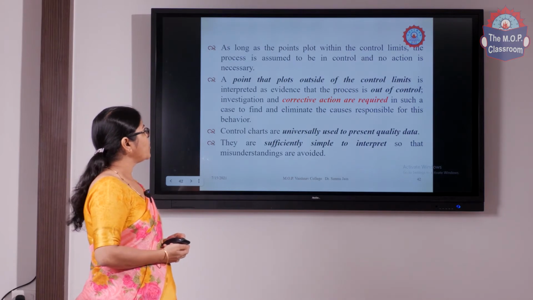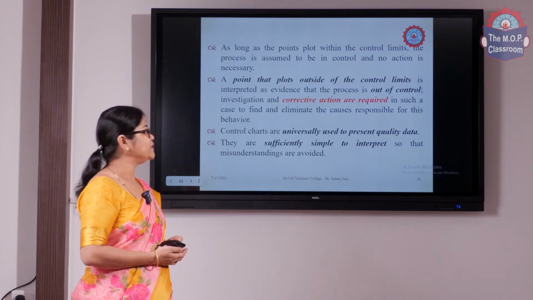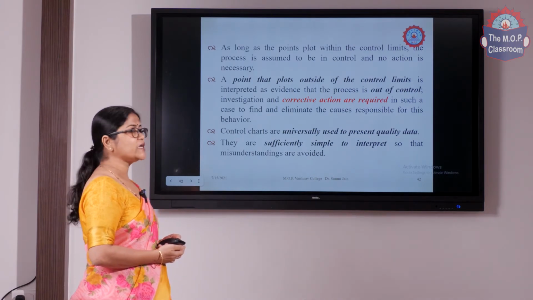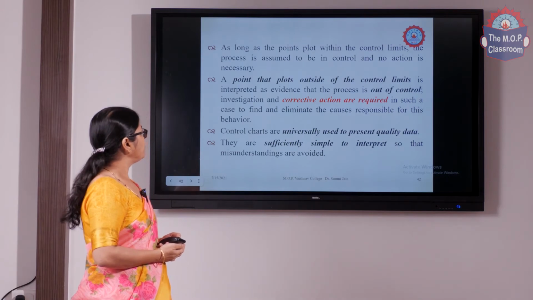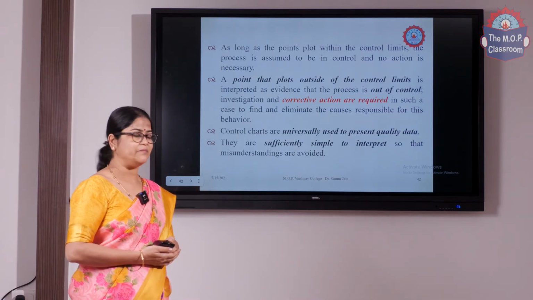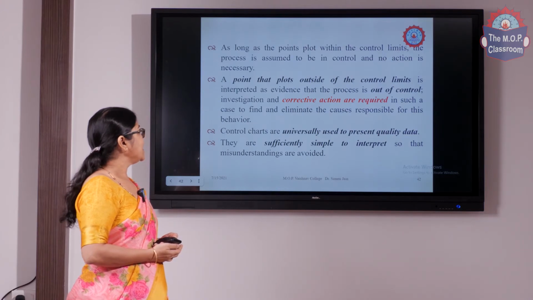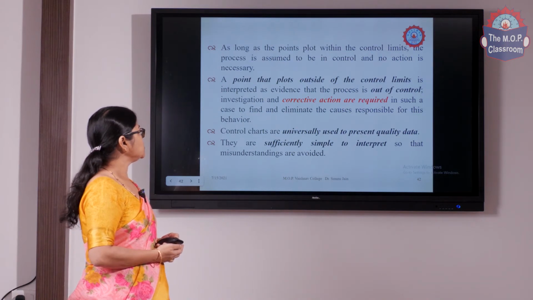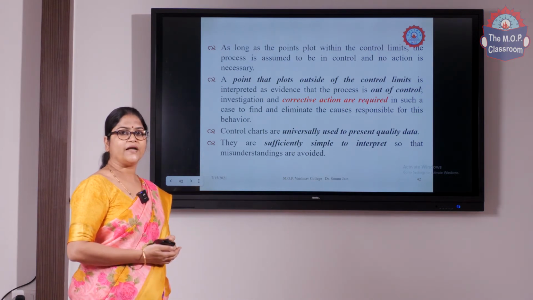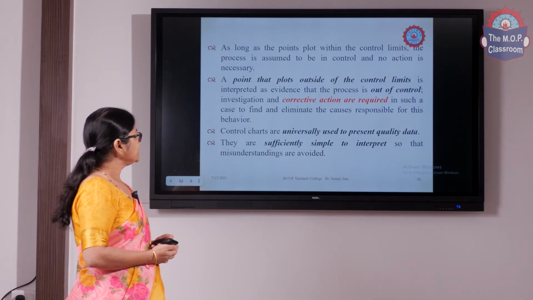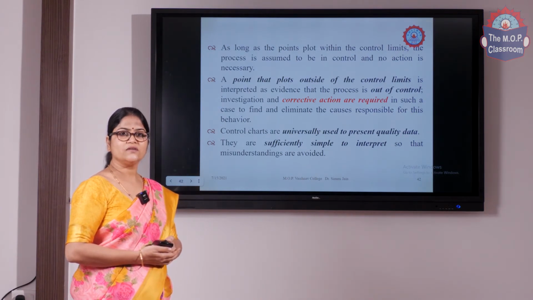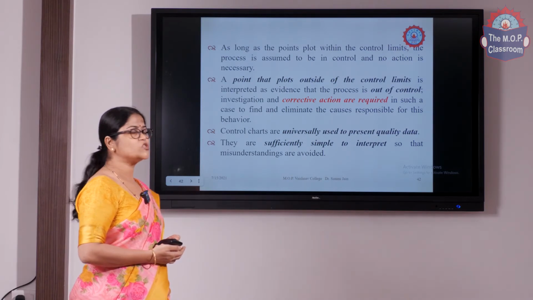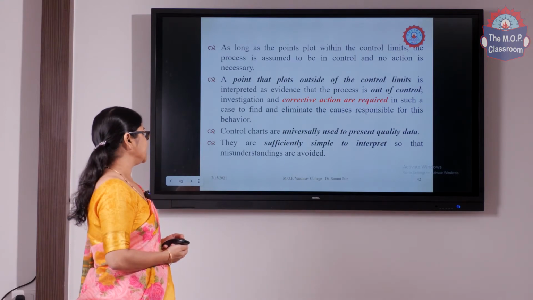As long as these points plot within the control limits, the process is assumed to be in control and no corrective action is necessary. A point that plots outside the control limit is interpreted as evidence that the process is out of control, and investigation and corrective actions are required in such a case to find and eliminate the cause responsible for this behavior. These are uniformly used to present the quality of the data.